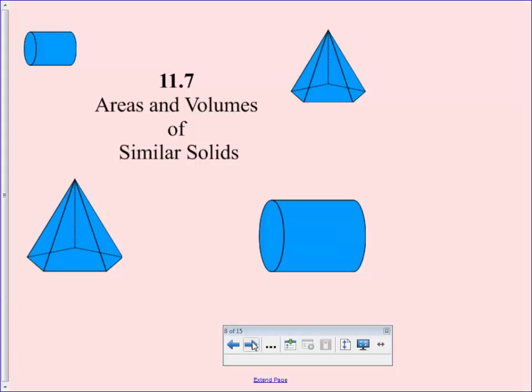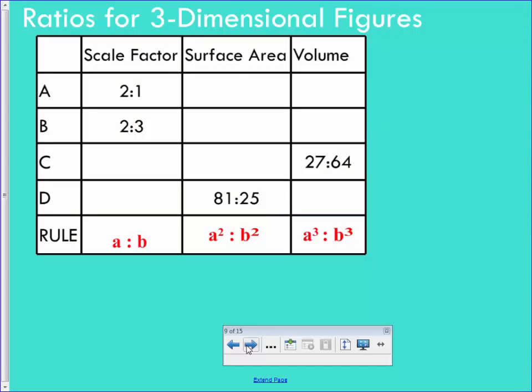All right, the second section we're talking about is going to be area and volume of similar solids. So we did the perimeter and area already, but you can also do scale factor, surface area ratio, and volume. So once again, I do scale factor as SF. Surface area is still AR. Volume now is going to be VR. Here are our rules.